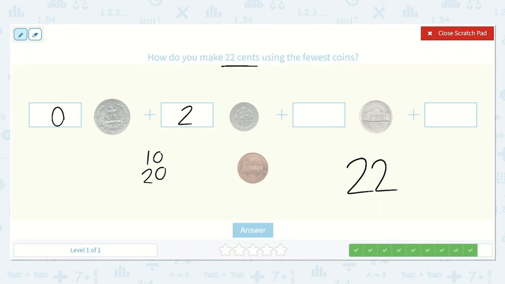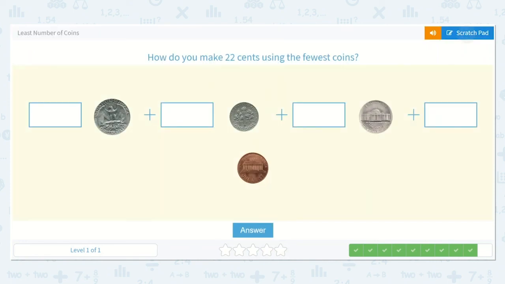And then if I were to try to add 5, it would be 25, which would be too much, so we don't need any nickels. But how many pennies do we need to get from 20 to 22? Yes, just 2 pennies. So 0 quarters, 2 dimes, 0 nickels, 2 pennies.